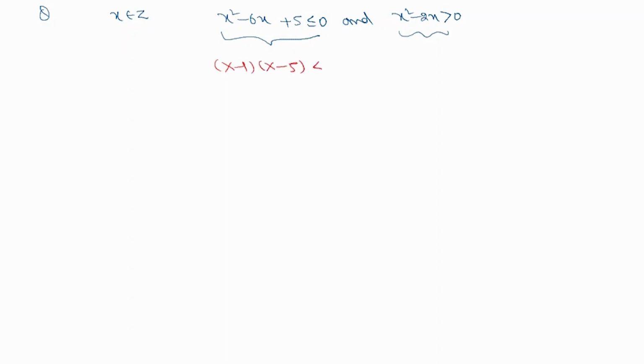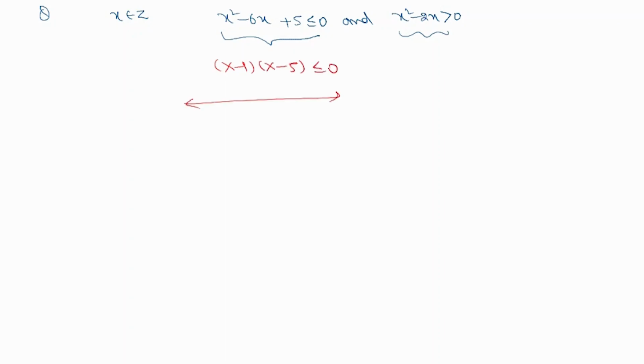If x is an integer, then find the number of possible values of x so that x square minus 6x plus 5 is less than or equal to 0 and x square minus 2x is greater than 0. So there are two polynomial inequalities. So I'll solve them separately. So make the right hand side 0. It's already 0. So I'll factorize. If I factorize, I'll get x minus 1, x minus 5 is less than or equal to 0.